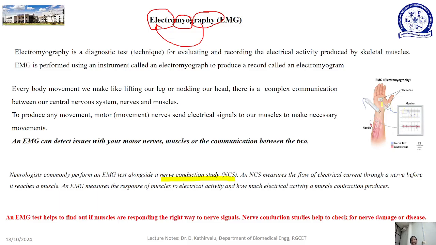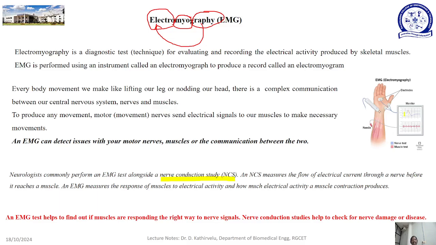So the electrodes used here are needle electrodes, and these needle electrodes record the electrical potential. They'll ask the subject to fold and open his arm, or whatever it is, to contract and relax the muscle, and they'll record the activity. This is the EMG test.